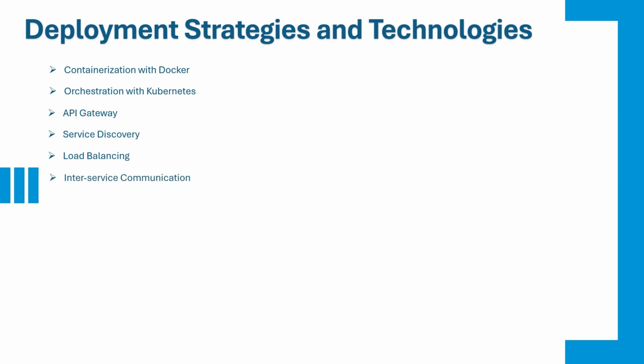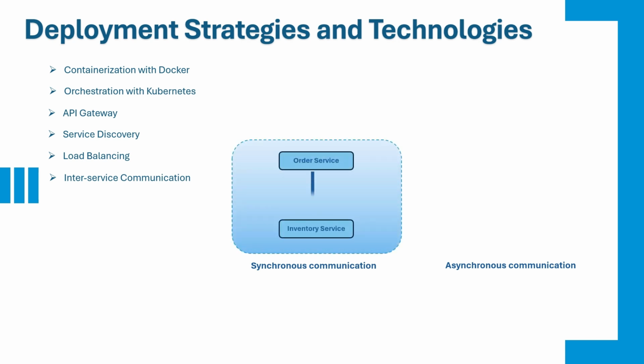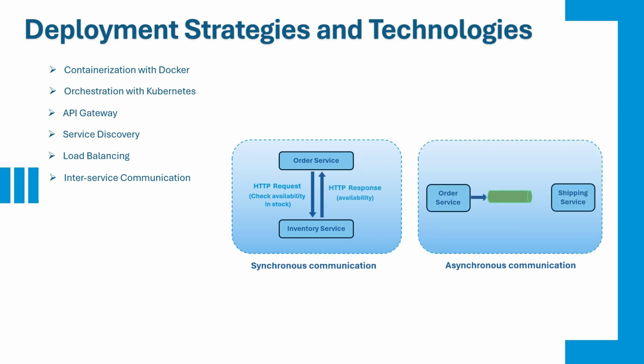Microservices can communicate with each other using both synchronous and asynchronous mechanisms. Synchronous communication often uses HTTP REST, where a service makes a request and waits for a response. On the other hand, asynchronous communication utilizes messaging queues or event streaming, where services send messages that can be processed independently, improving resilience and scalability.